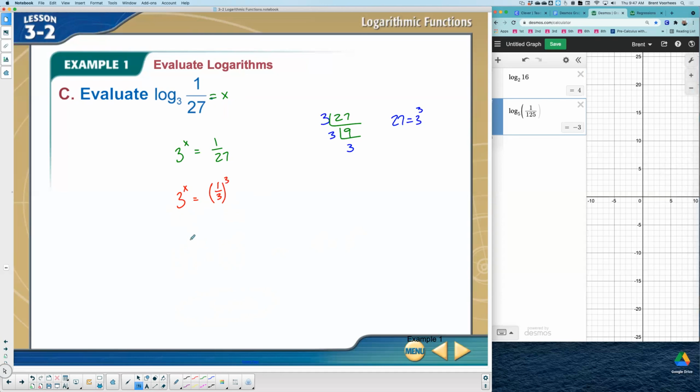That's the same thing as 3 to the x equaling 3 to the negative third. And thus the answer is x equals negative 3.